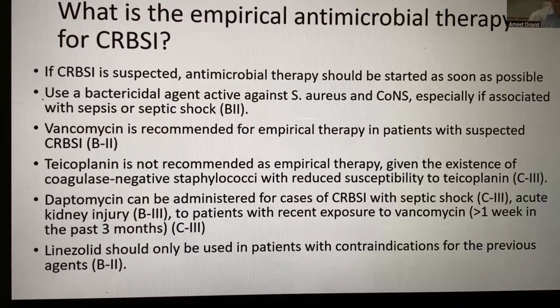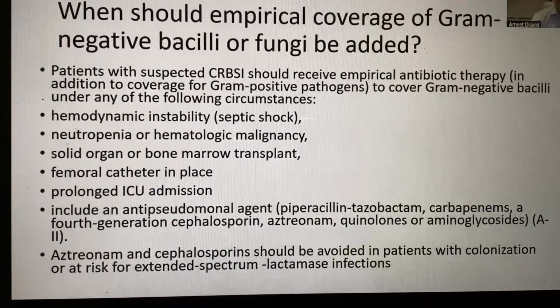So once you suspect CRBSI and have sent cultures, you should be covering Staph aureus and coagulase negative staph, and vancomycin should be your drug of choice. When should you give empirical coverage for gram-negative bacilli or for fungi? Remember, in our ICUs, CRBSI because of gram-negative bacilli like Klebsiella, E. coli, Pseudomonas is increasing. So when do we give empirical coverage for gram-negative bacilli?